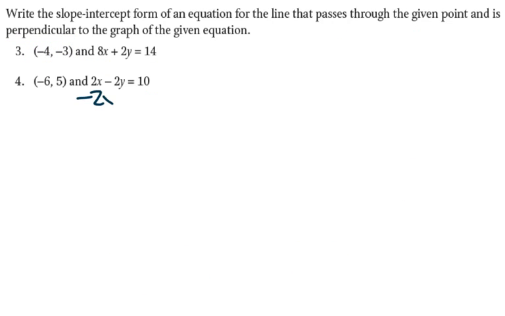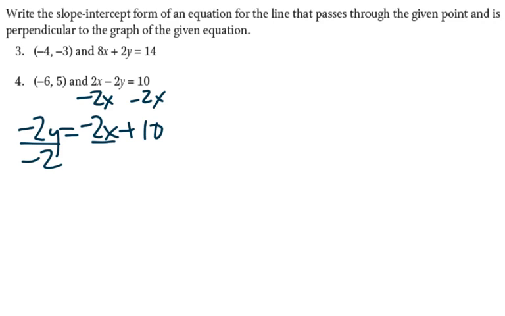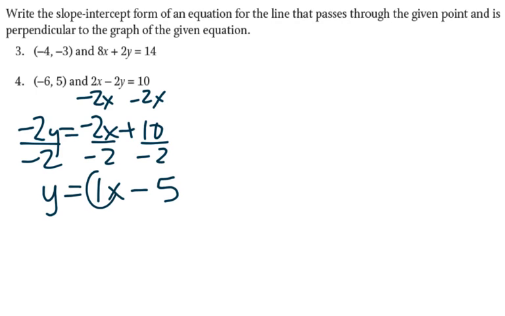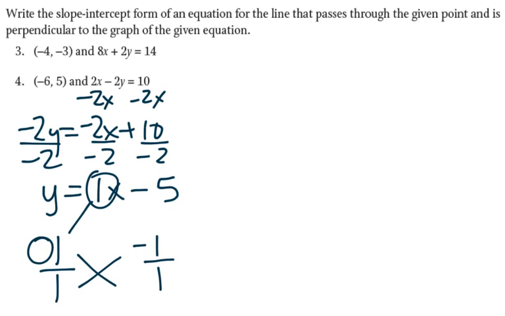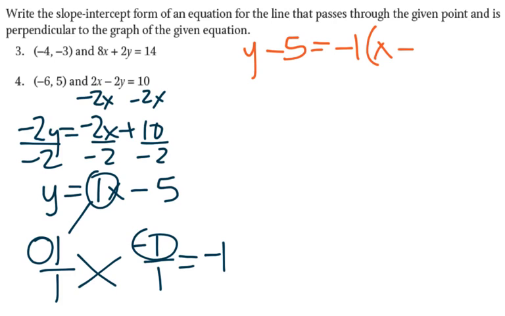Alright, so we do the same thing. Subtract a 2x. We get negative 2y equals negative 2x plus 10. Divide by negative 2. And we get y equals positive 1x minus 5. Slope of 1, it's like 1 over 1. Swap them, 1 over 1, positive, make it negative, so it would become negative 1. So then we go y minus 5 equals our slope, negative 1 times x minus negative 6.